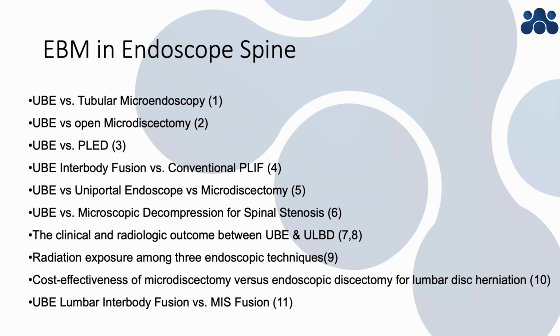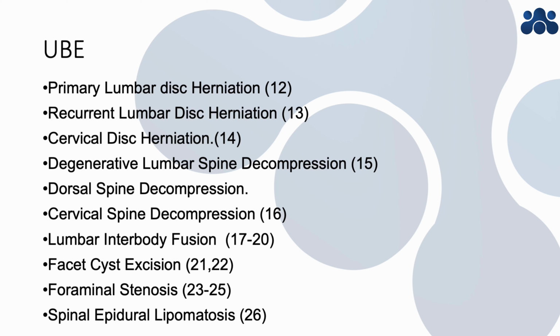When we review the evidence-based medicine in endoscopic spine surgery, we have lots of high-level papers that compared endoscopic spine surgery, and in my example I'm using the UBE. Many studies compare the UBE to tubular open microdiscectomy, PLED, interbody fusion, and other evidence. Currently the UBE is used for primary disc herniation, recurrent and cervical disc, lumbar stenosis, dorsal, and even a few rare pathologies including facet joint, foraminal stenosis, and lipomatosis.